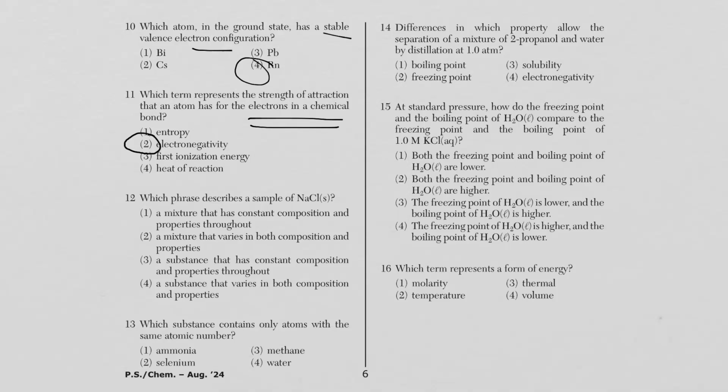For question 12, which phase describes a sample of sodium chloride? And the S in parentheses means it's a solid. If it's a solid, it's going to be a substance, in this case a compound, and it's going to have a constant composition and properties throughout, which is choice 3. If it's a mixture, then you're going to have variations in composition and properties. But based on the way it's shown here, it is a compound, and again, constant composition and properties throughout. Also with individual elements, constant composition and properties throughout.